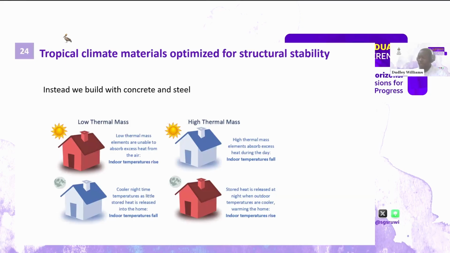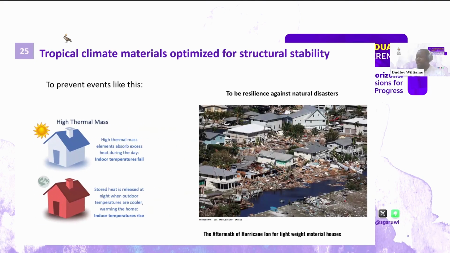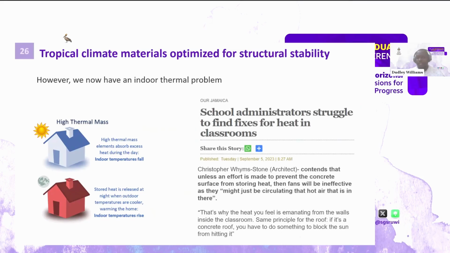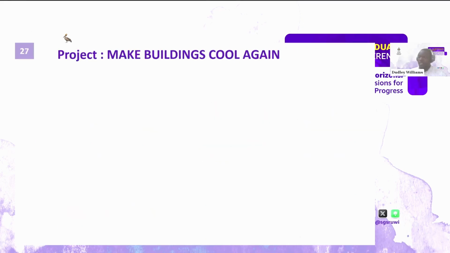And we are doing this because we are trying to prevent these type of scenarios after a hurricane has passed through the island. And therefore, we find ourselves building our buildings for one aspect of our climate and not about the thermal comfort. And therefore, we are having challenges in maintaining cooling in our buildings. And therefore, this project, Making Buildings Cool Again, is looking at how can we in the Caribbean find alternative solutions to cooling.